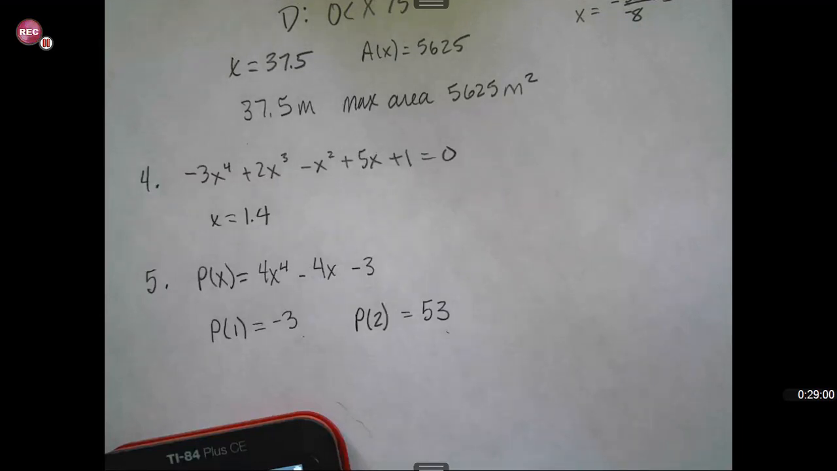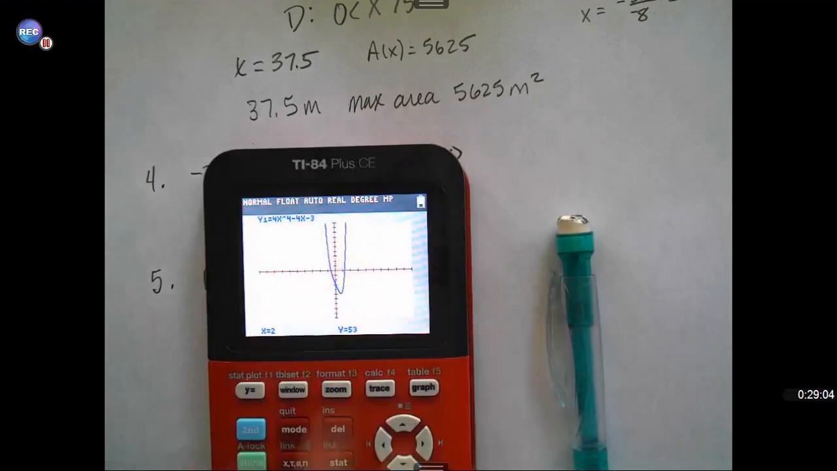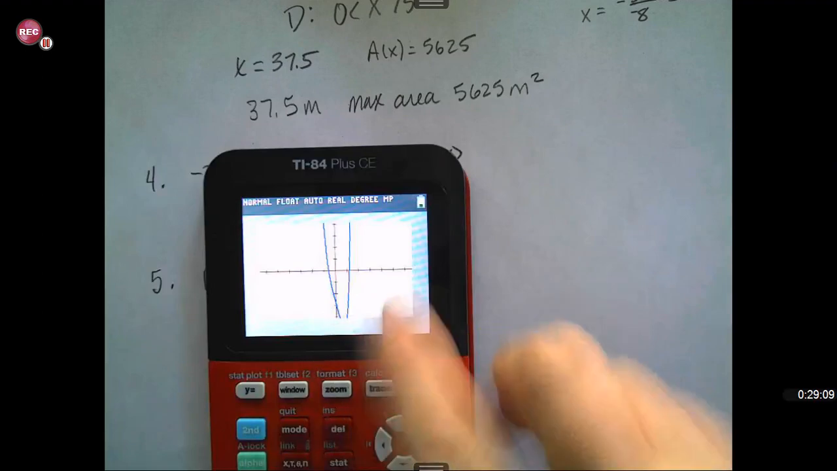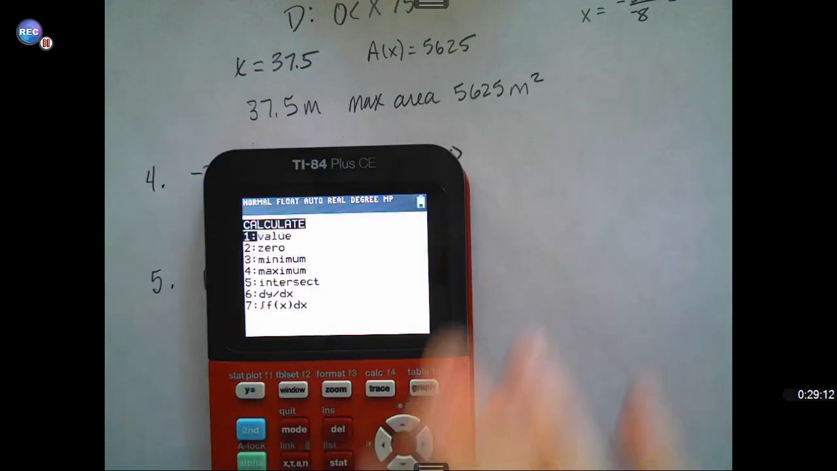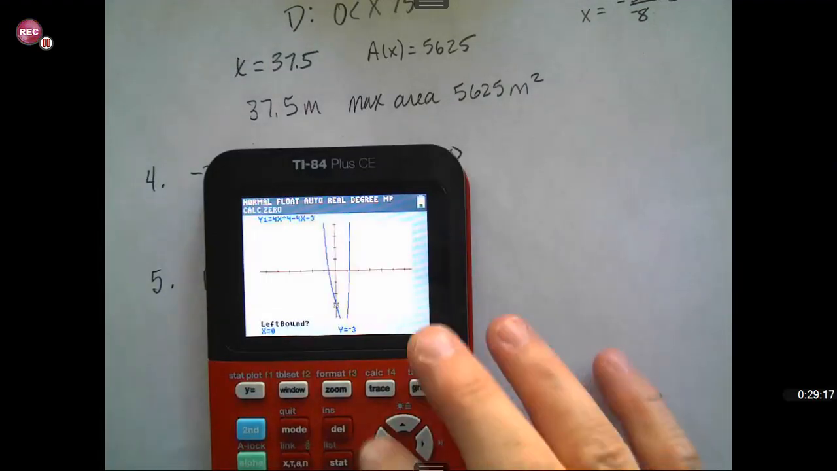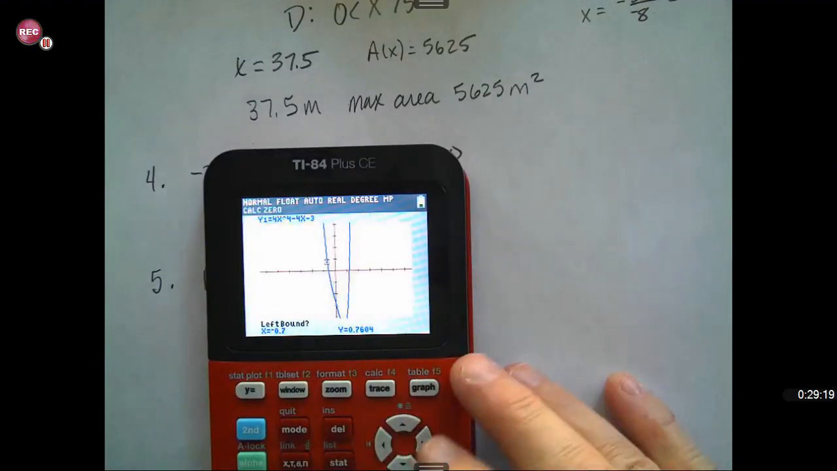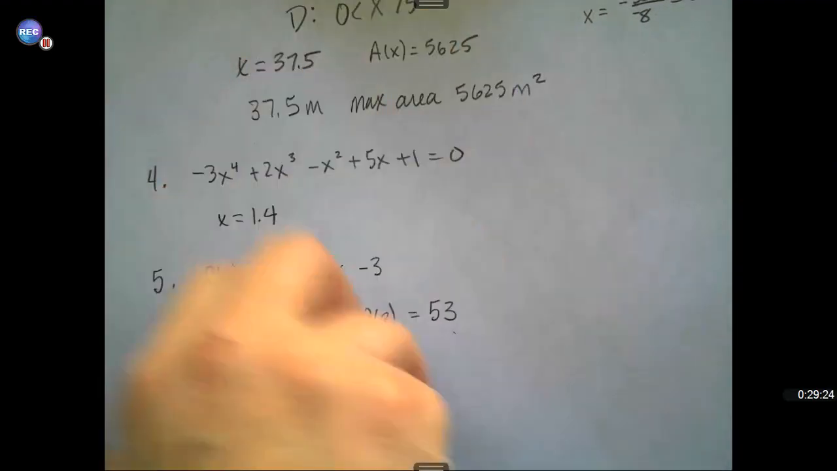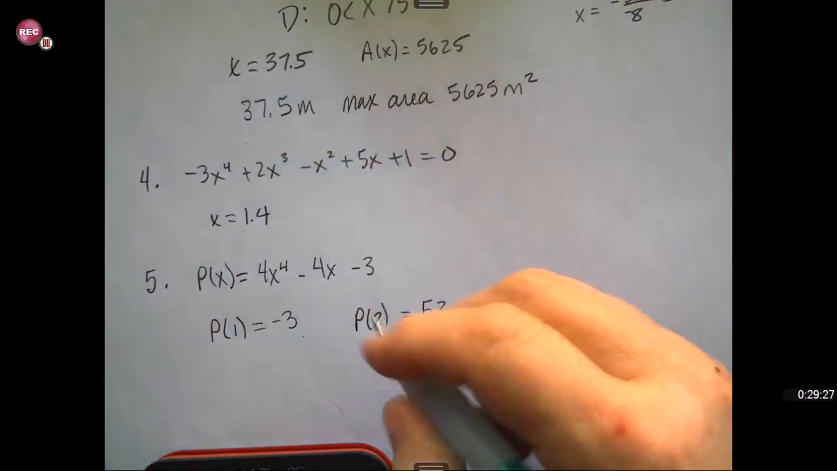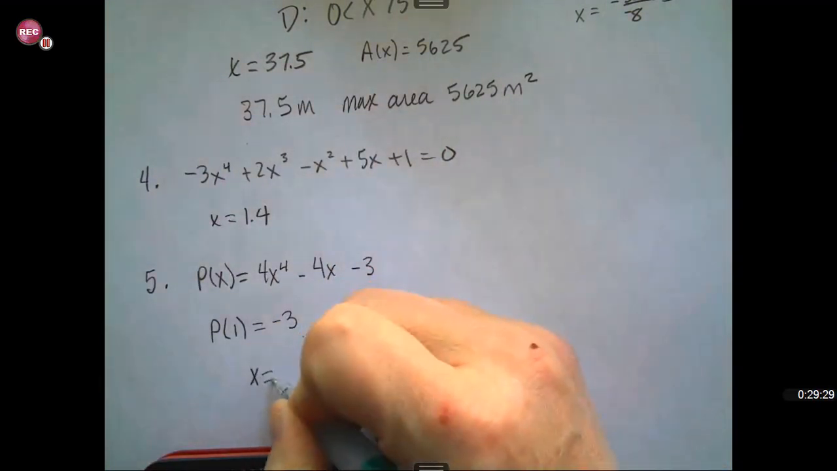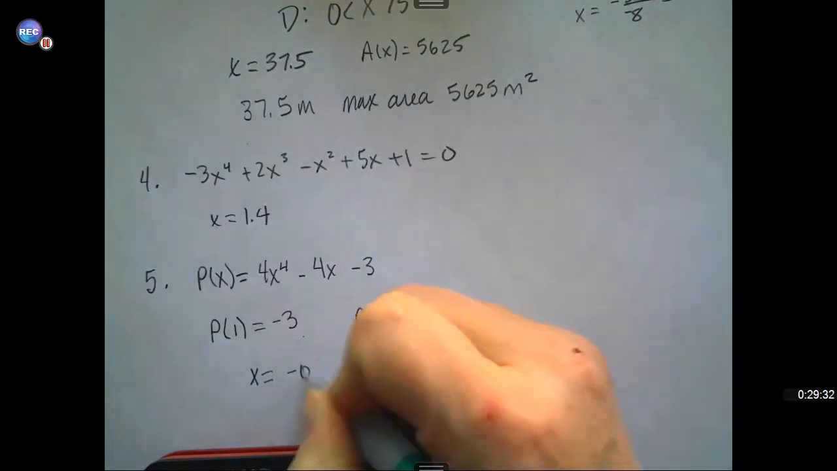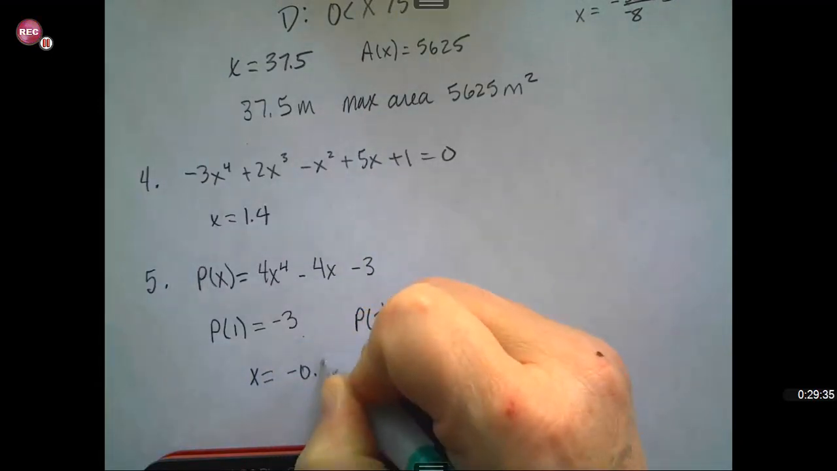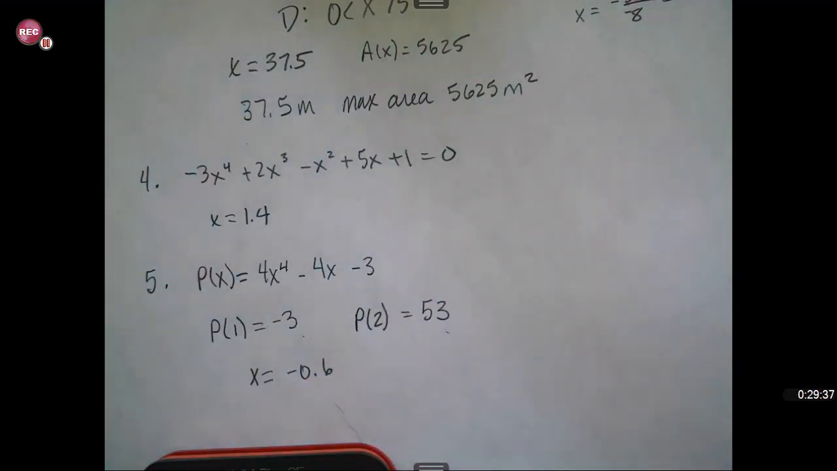And then to find those roots, I'm actually going to go to zoom 4. It's going to give me a slightly better picture of those zeros. And then second trace, calculate the zeros, which is number 2. And for this left one, my left bound is going to be above. My right bound is going to be below. My guess is right on. And looks like I'm getting x equals negative 0.6, because I think the directions say round to the nearest 10th.